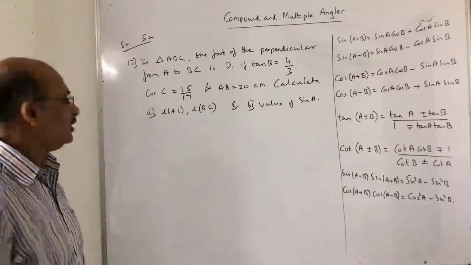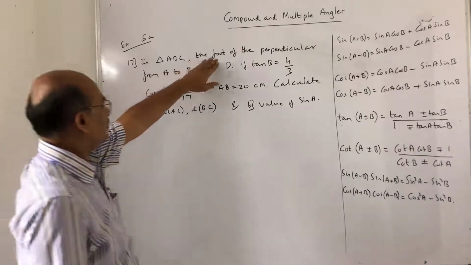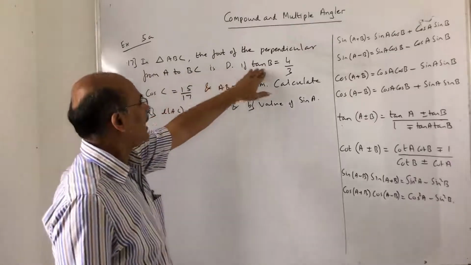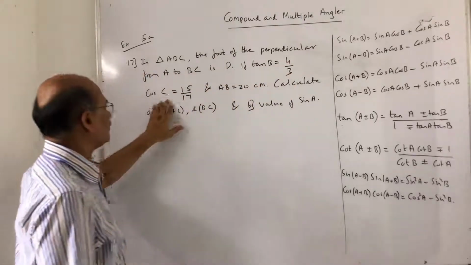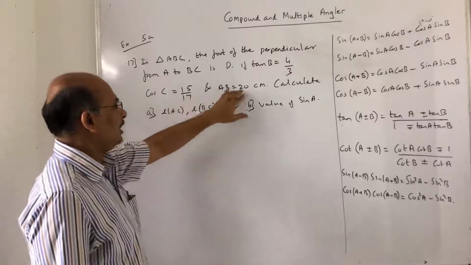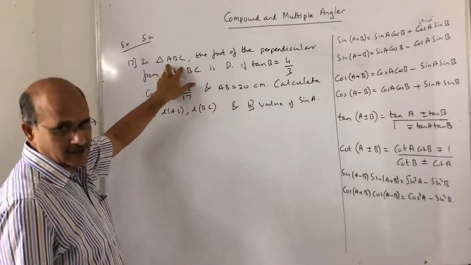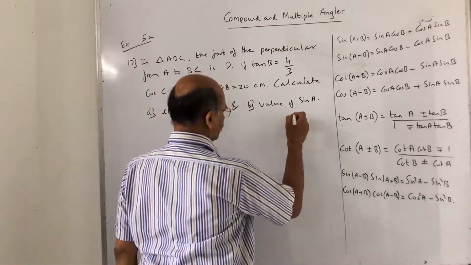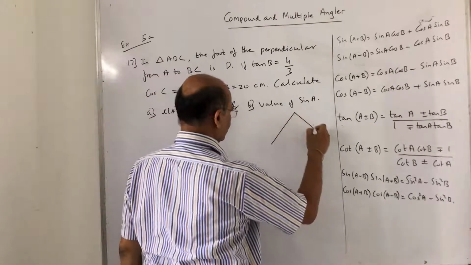It's a very good question. In triangle ABC, the foot of the perpendicular from A to BC is D. If tan B is equal to 4 by 3 and cos C is equal to 15 by 17, AB is equal to 20, find AC. So remember there is one single triangle, it's not two different triangles. So what I can do is, I'll just draw the triangle for your convenience.